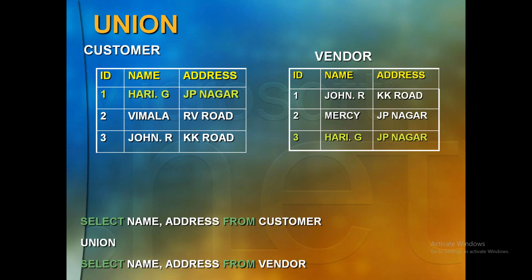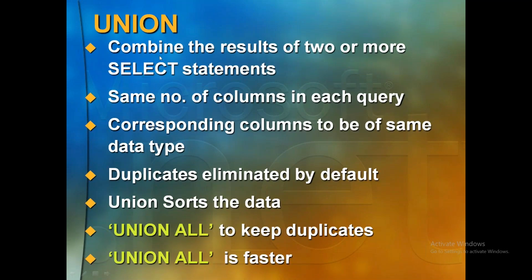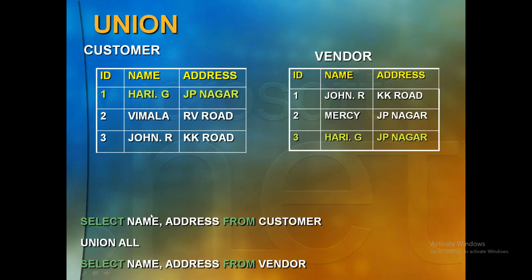Clear? Join will always get matching data. Here there is no matching. Whether it is 1 or 10 or 20, 30, it may be 1, 2, 3, doesn't matter. You should be able to unionize the data with the help of the union keyword. Clear? So union combines the results of two or more select statements. Same number of columns in each query. Corresponding columns to be of the same data type. Duplicates eliminated by default. Union sorts the data. Union all to keep duplicates. Union all is faster. What is the meaning of union all?